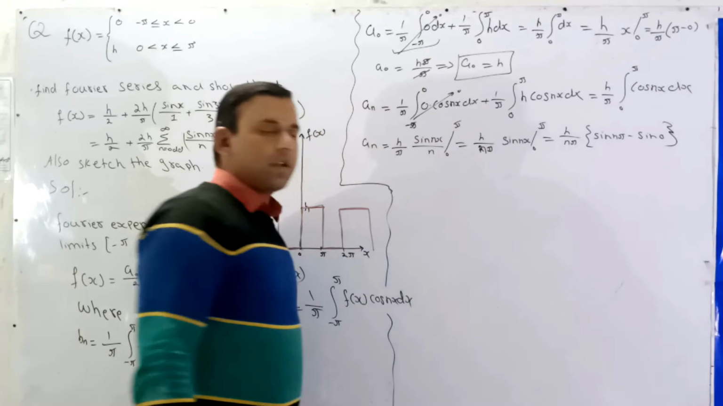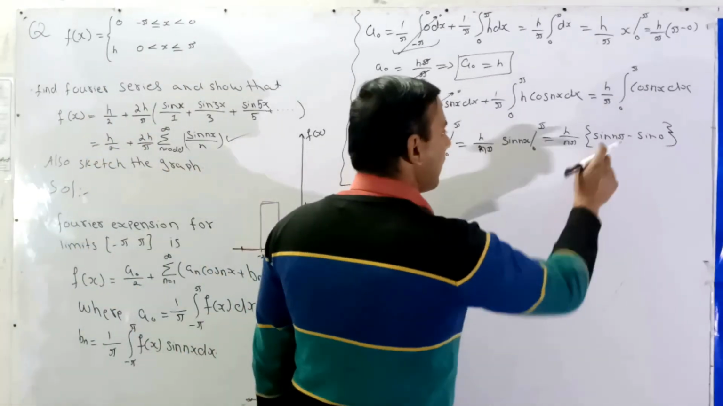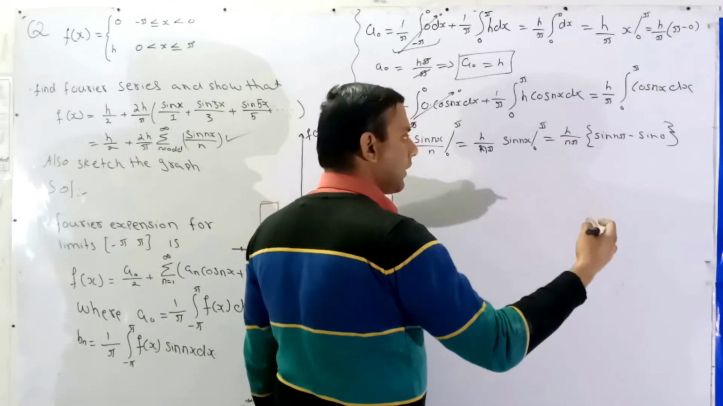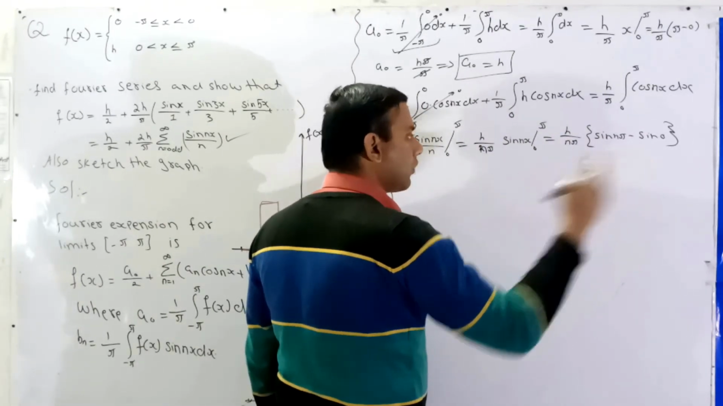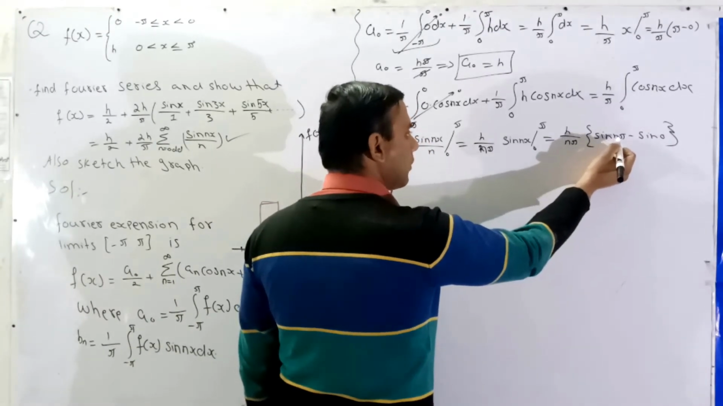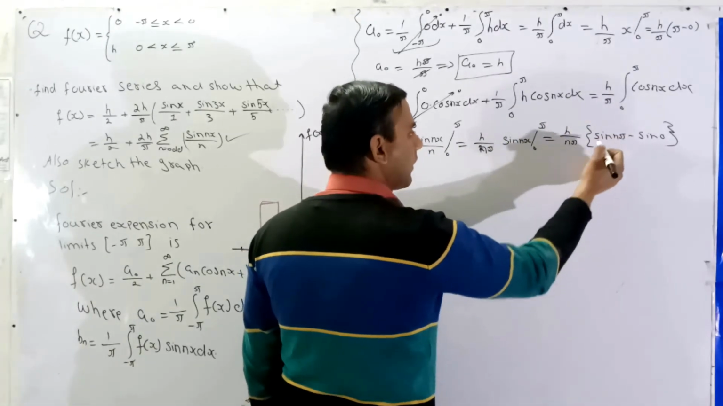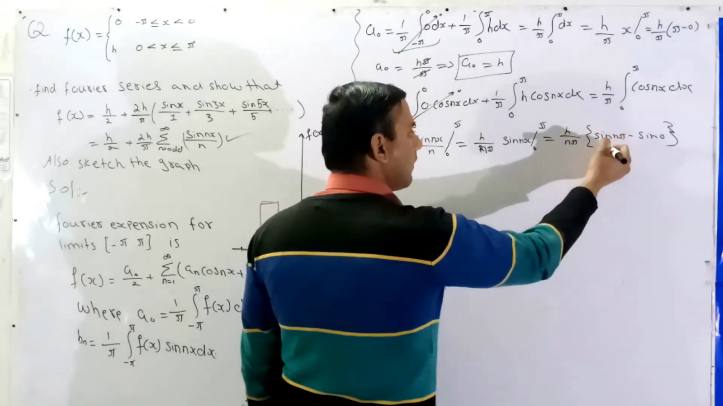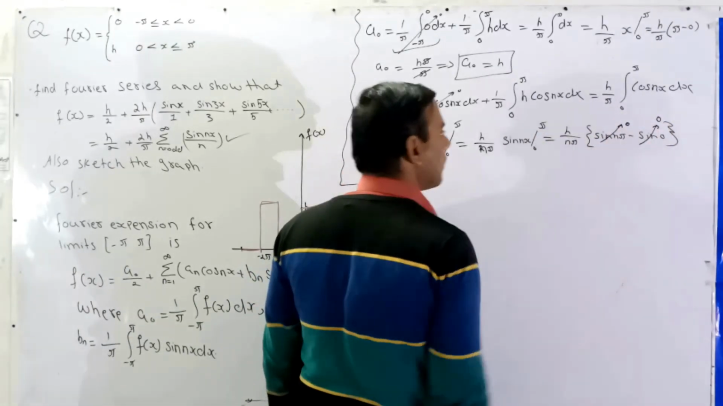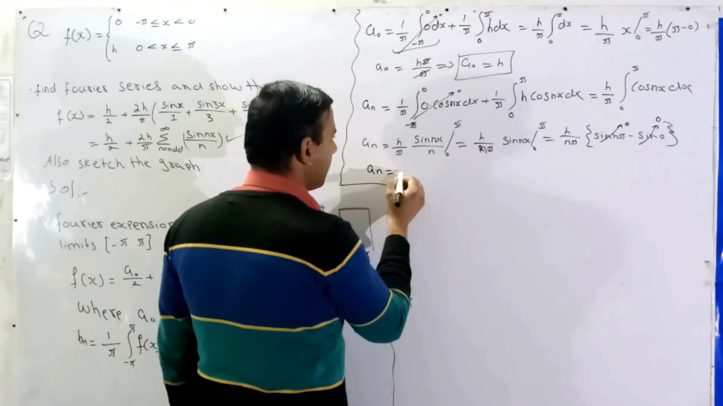Sin n pi is always equal to 0 because the value of n is 0, plus or minus 1, plus or minus 2, plus or minus 3, and so on. When we put any value 0, 1, 2, 3 here, the value of sine n pi always remains 0, and sine 0 is also equal to 0. So an will become 0.